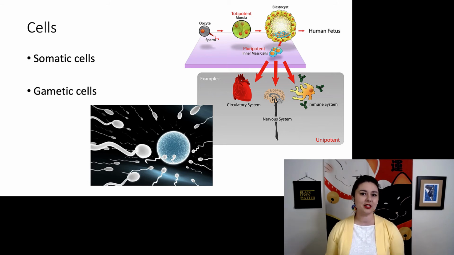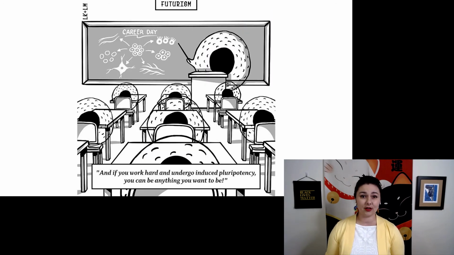This is interesting because this is what people are trying to do in stem cell research. They're trying to take these completely differentiated cells in this diagram listed as unipotent, and they're trying to actually take them back. They're trying to make them pluripotent again so they can become any type of cell. And that is the goal of stem cell therapy. It's pretty complicated, but it leads us to one of my favorite memes of all time, Cell Career Day. If you work hard and undergo induced pluripotency, you can be anything you want to be.